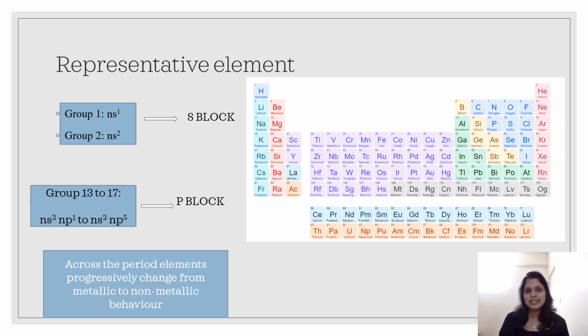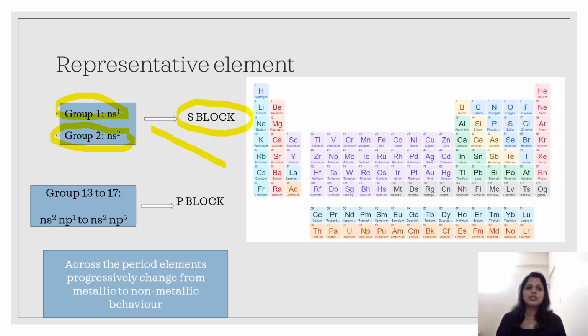Next is representative elements. Representative elements consist of, as I already told you, S block and P block. S block, you have ns1 as group 1 and ns2 as group 2. So all the elements in group 1 which is having ns1 configuration, it is belonging to S block, and all the other ones it is having ns2, the last electron should go to the S orbital. That's why it is ns2, ns1 like that. So then it is S block elements.